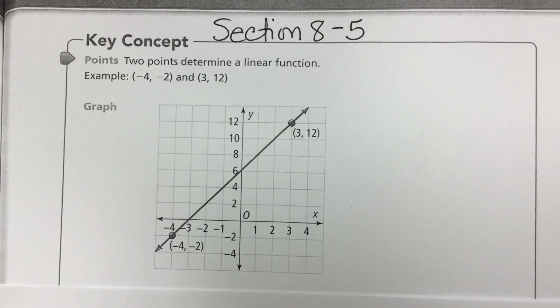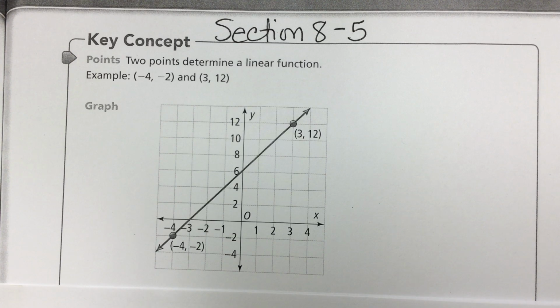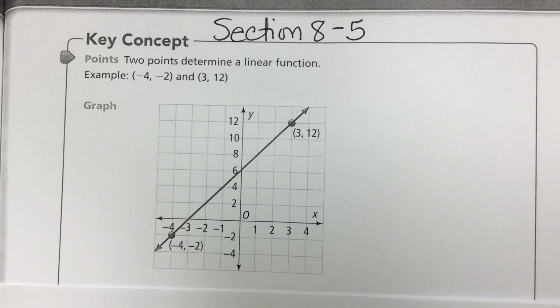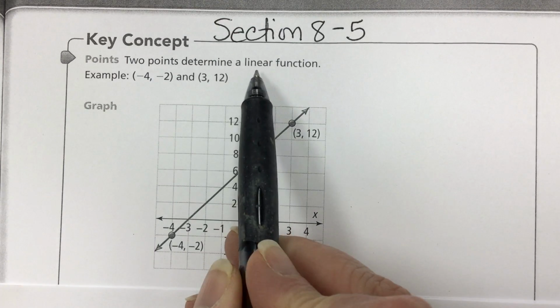Section 8-5. 2 points determine a linear function. If you have 2 points, you can graph a line. Remember, the key word to linear is line.